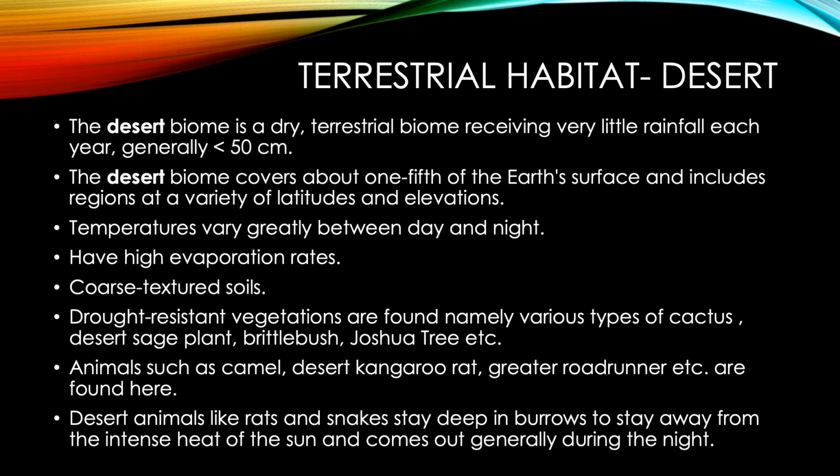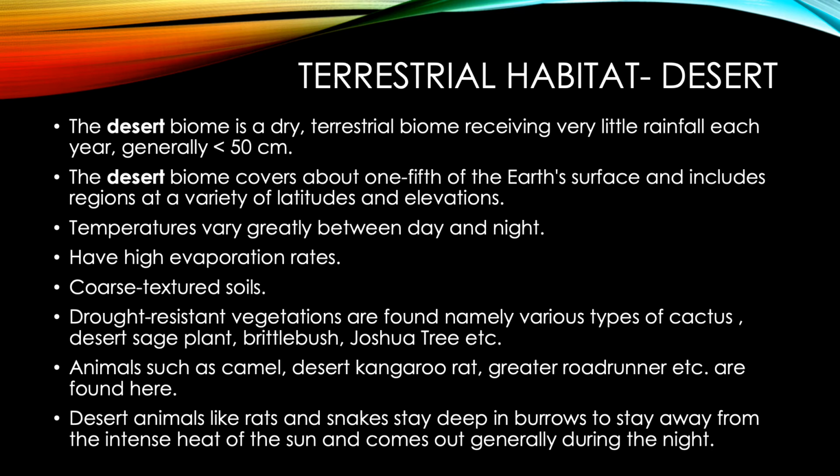Desert habitat. The desert biome is a dry, terrestrial biome receiving very little rainfall each year, generally less than 50 centimeters. The desert biome covers about 1/5 of the Earth's surface and includes regions at a variety of latitudes and elevations. Temperatures vary greatly between day and night. Deserts have high evaporation rates and coarse-textured soil.